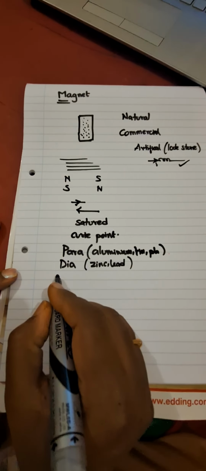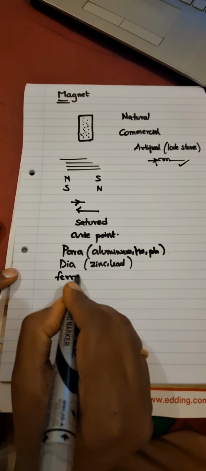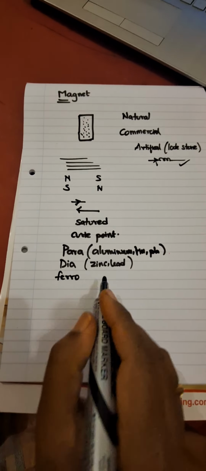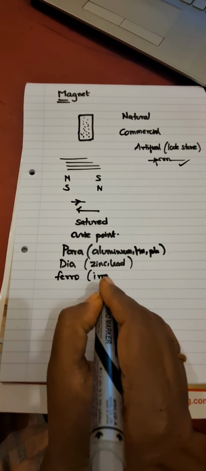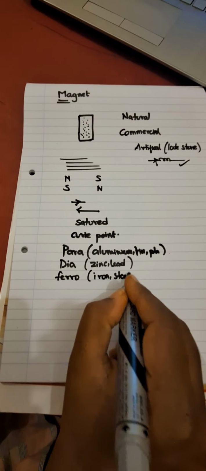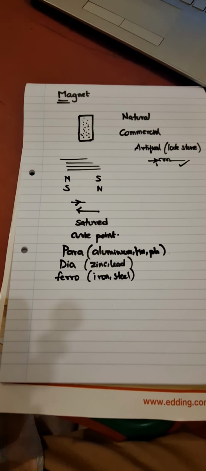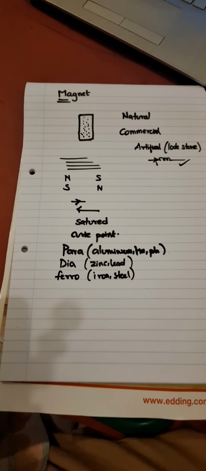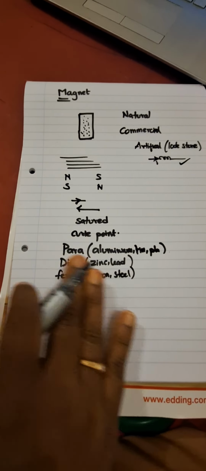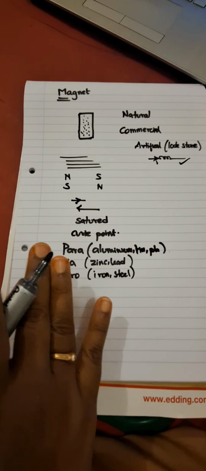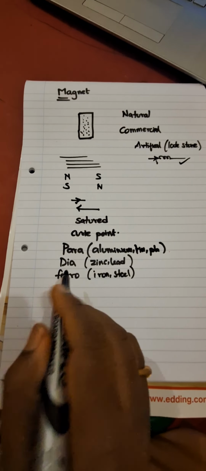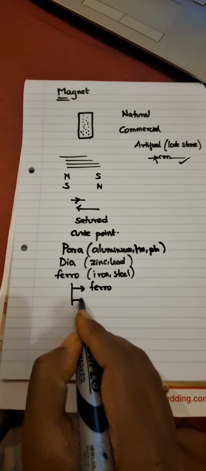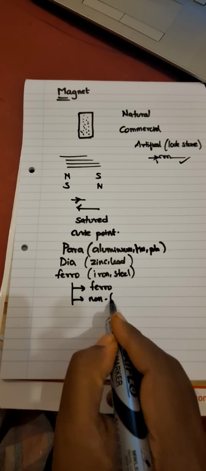And coming to the ferromagnetic materials. These materials are strongly attracted by a magnet, such as iron, steel, nickel, like that. So there are many things which can be attracted by a magnet. In our engineering, like in electrical engineering, the materials are classified as ferro and non-ferro. Usually in electrical we consider ferro or non-ferro.